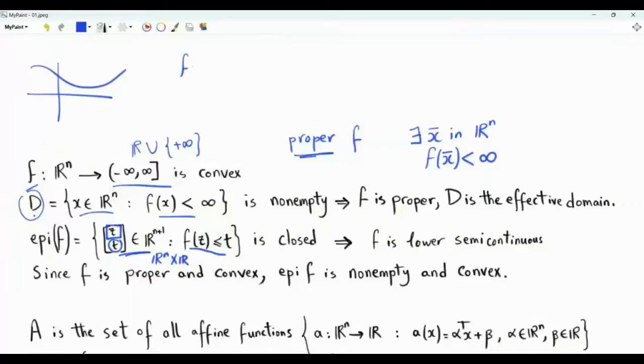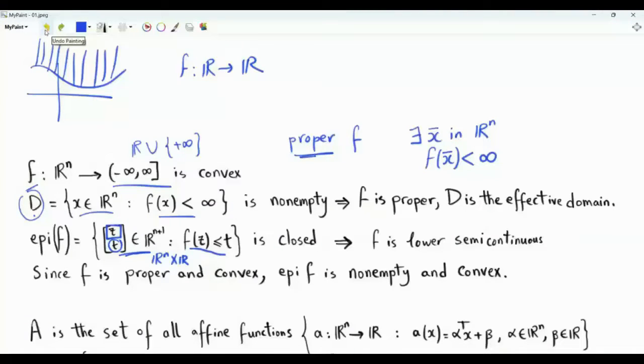The meaning of the epigraph: if f is a function from R to R, the epigraph is the set of points in R2 that are on or above the curve representing the function. We will assume that function f has a closed epigraph. So function f is a lower semi-continuous function.